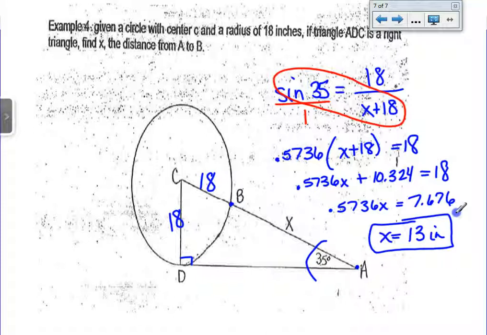So there are several problems on your homework that are just like that. So if you need to review that, go ahead and play that one more time. All right, enjoy your homework.